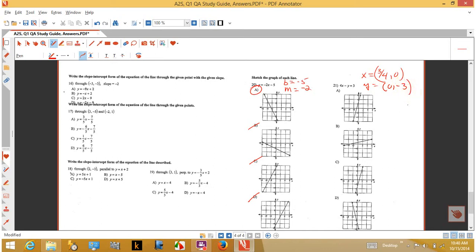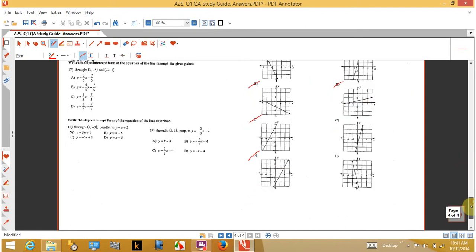So I'm looking at a graph that has those intercepts. This one here looks like it's crossing at 1 on the y. That's not going to work. This one is crossing at a negative 3. That could work. This one is crossing at a positive 3. That will not work for the y.